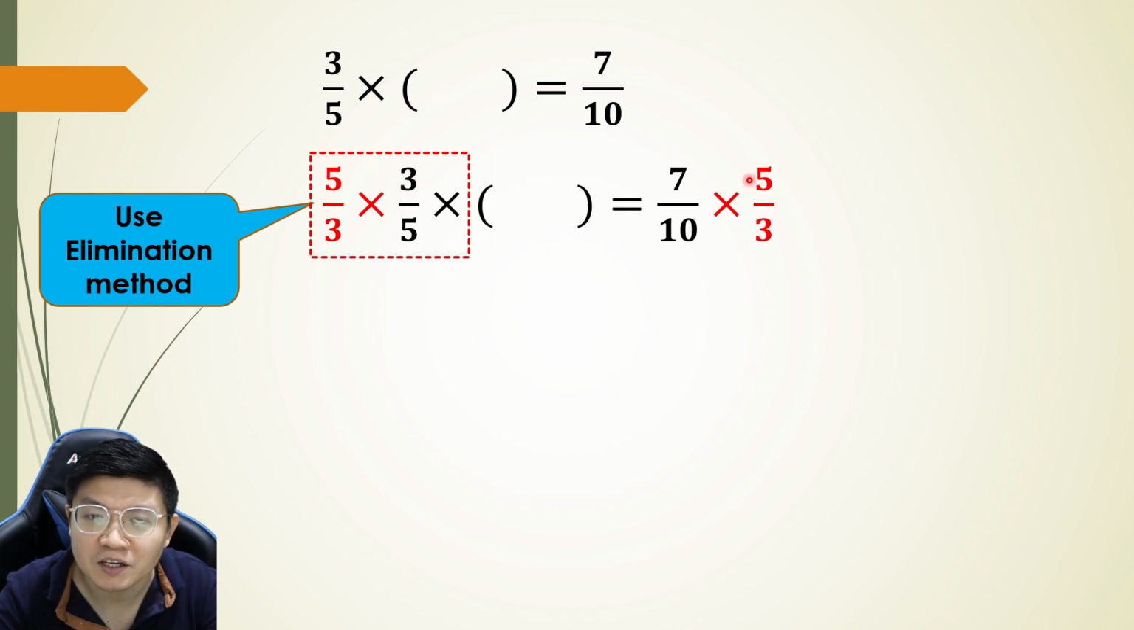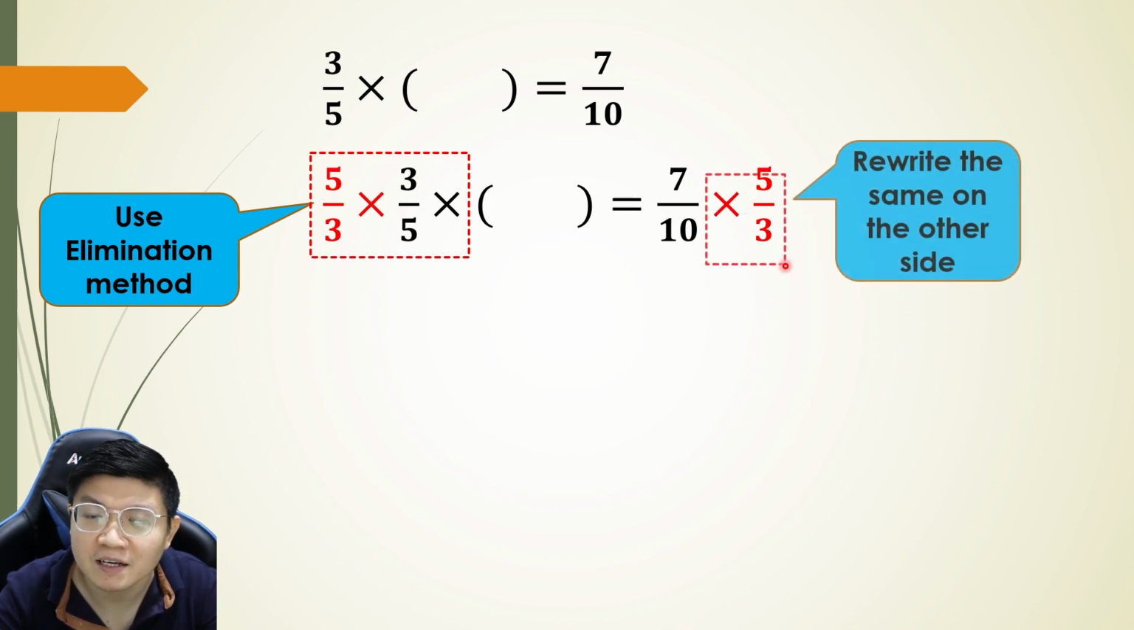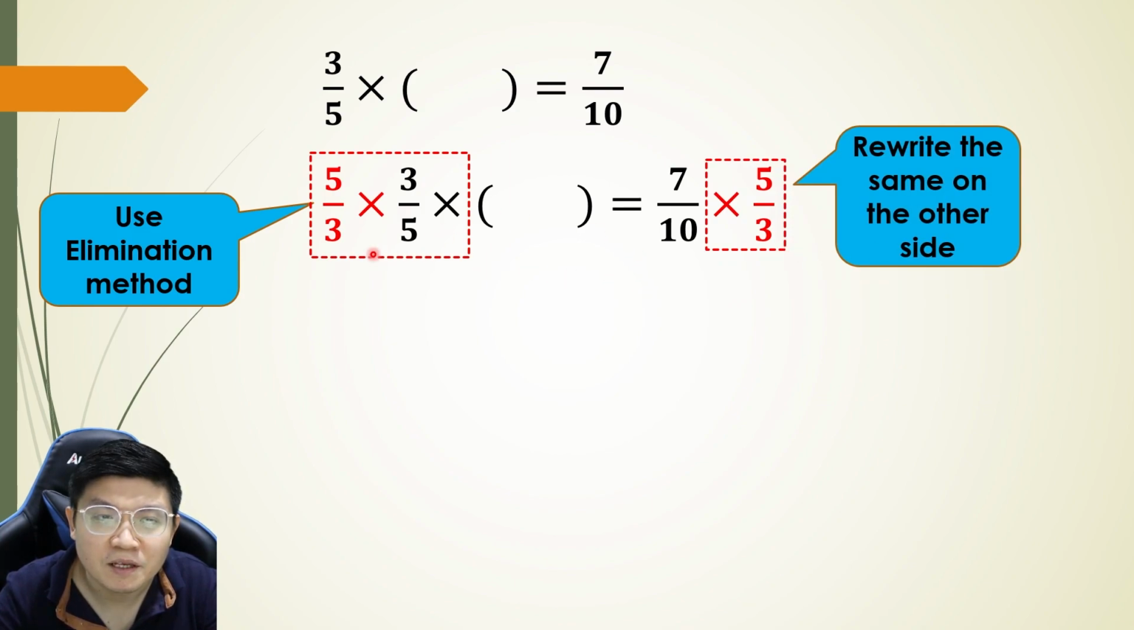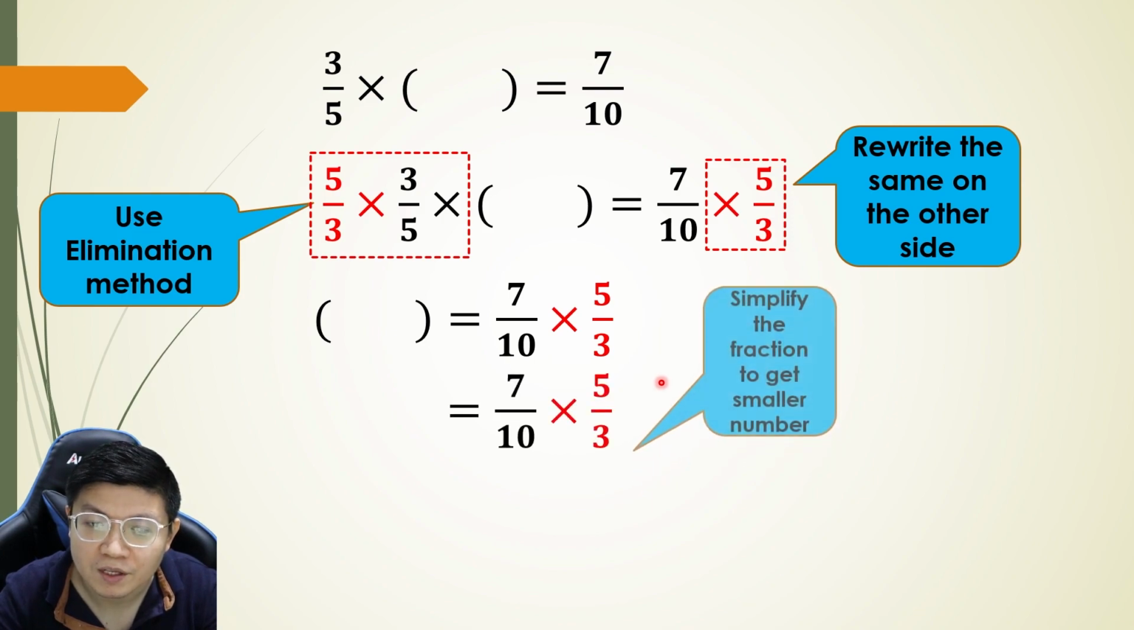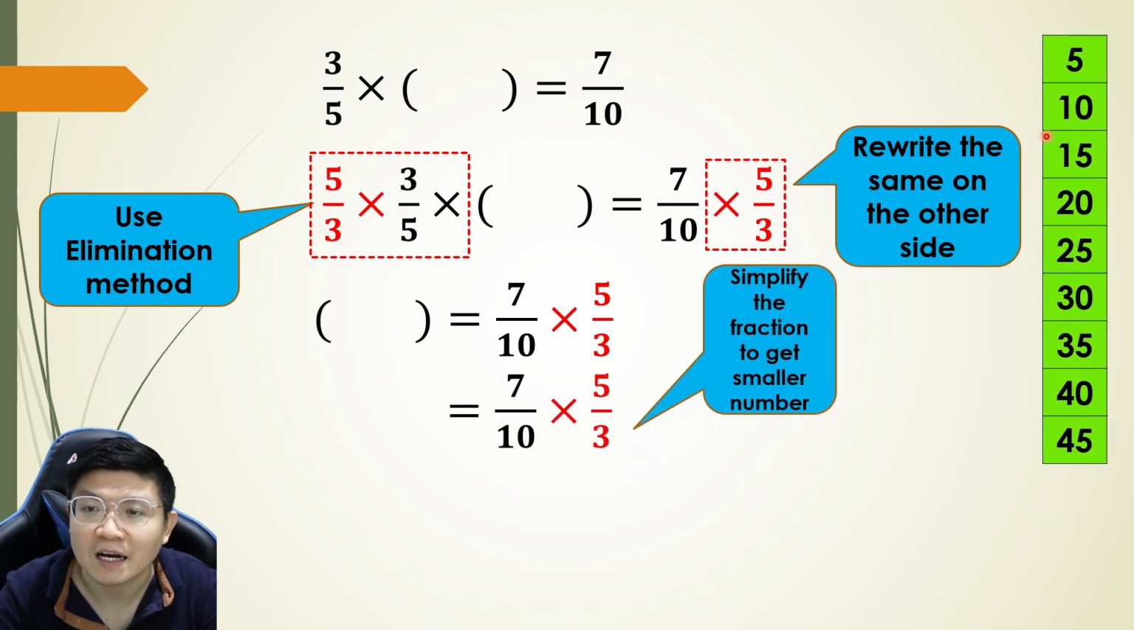So the right hand side, you times with a number that is the reverse of it, which is this, 5 over 3. You rewrite it on the right hand side. So on the left hand side, this one no more, I already eliminated. So left bracket, right hand side, I left 7 over 10 multiplied by 5 over 3. Right? So as you can see this, I can simplify. I can simplify under times table 5 because 5 and 10. So after you simplify, I get this one 1, this one 2.